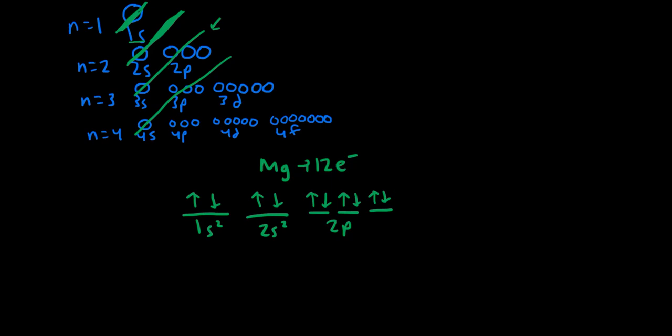And then this next one, we keep going through this diagonal, is a 3s2. So we write 3s2, and there's just 2 electrons here. So this would be the orbital diagram notation for magnesium.